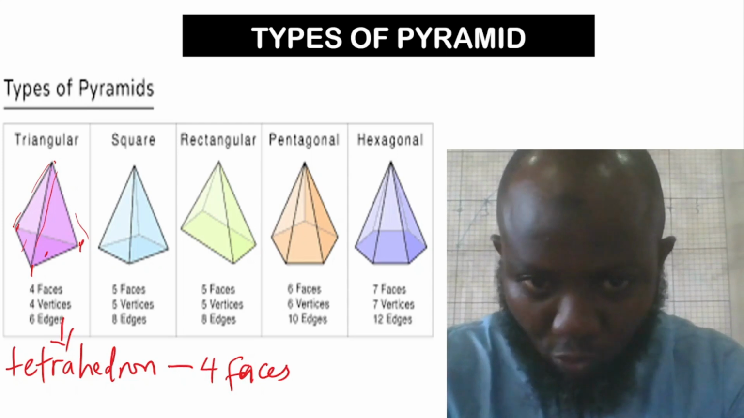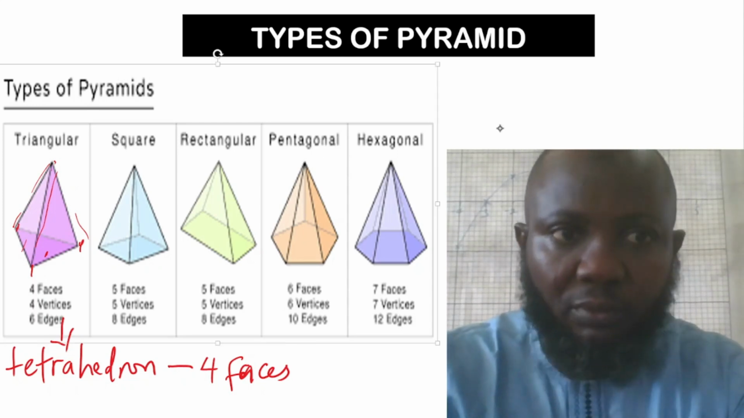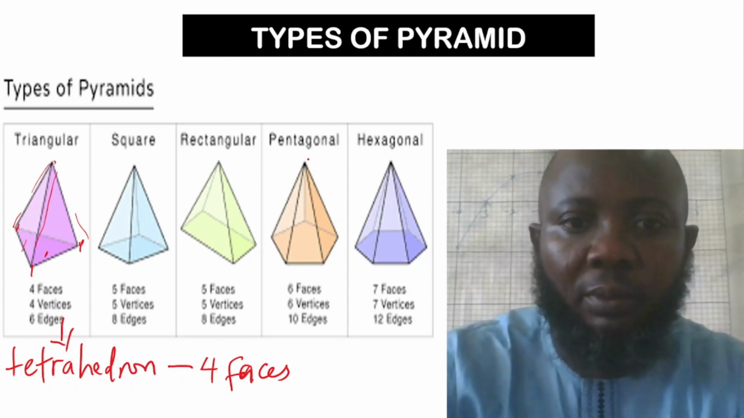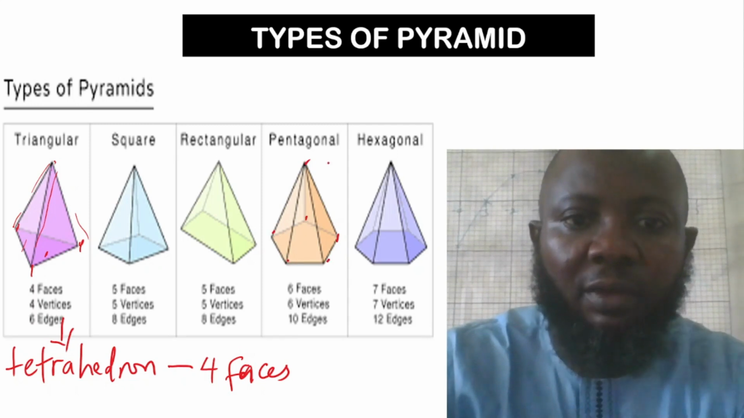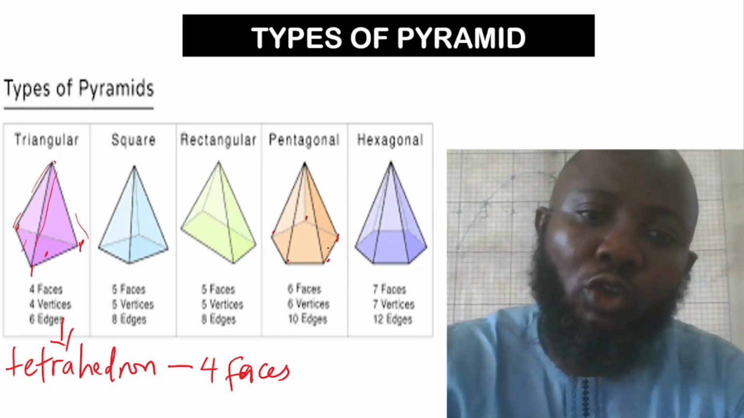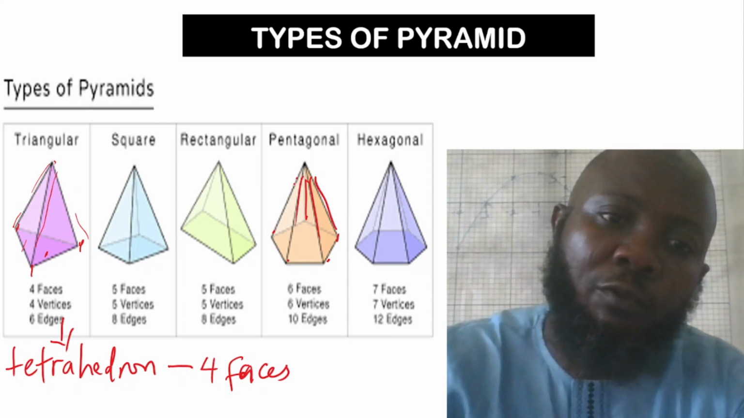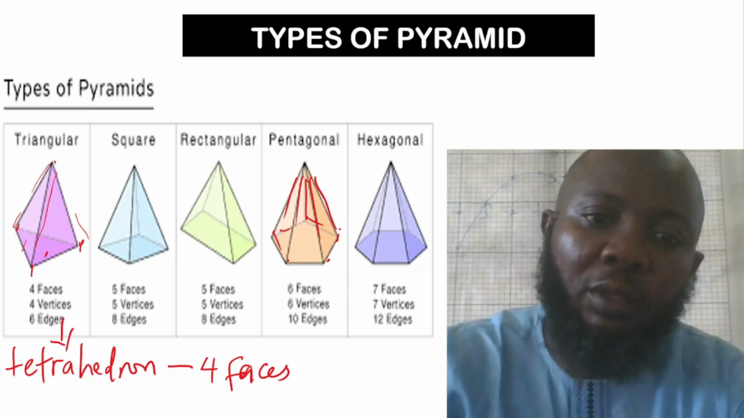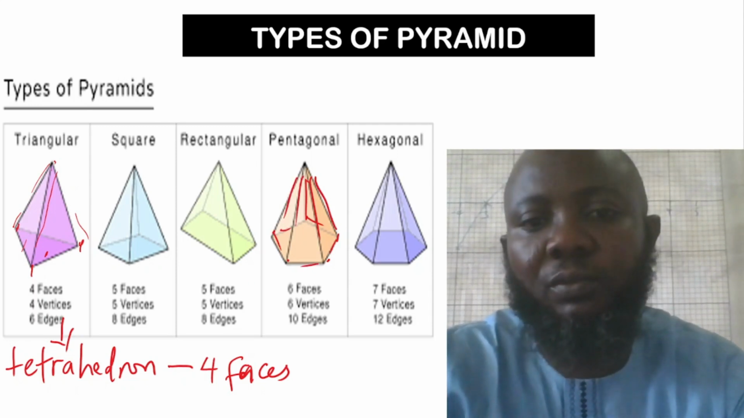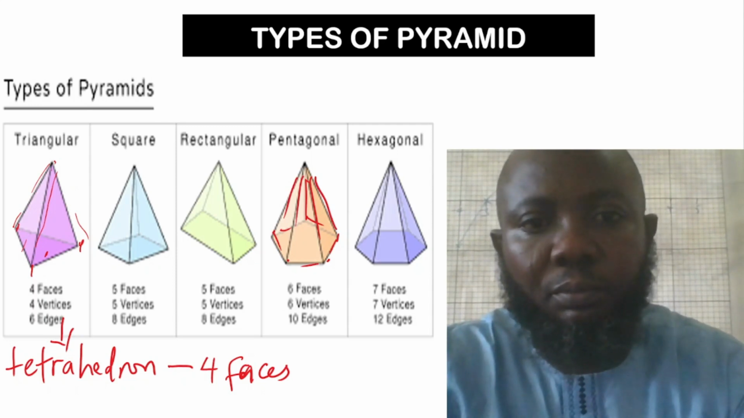Then its vertices will also be 6 as well. One at the top here, all right? Then 1, 2, 3, 4, 5, 6. So that's why we have 6. Then edges, it's going to be 10 because it's 5: 1, 2, 3, 4, 5 on the base, and 1, 2, 3, 4, 5 on the sides, making 10 edges. So that is what we have under pentagonal pyramid.